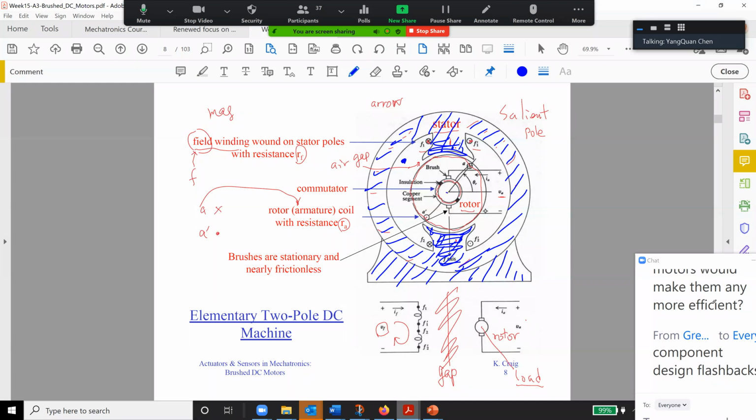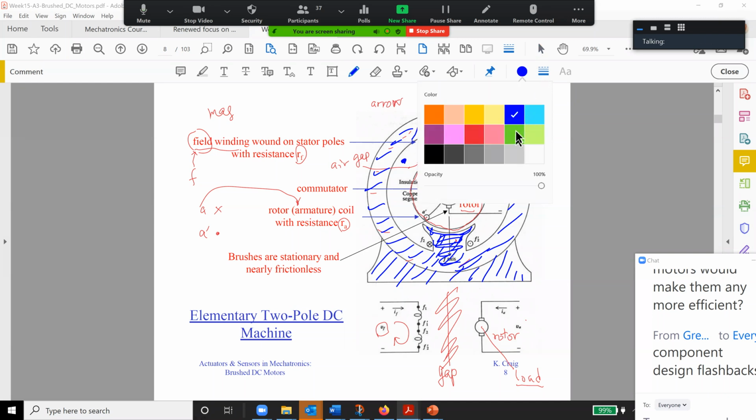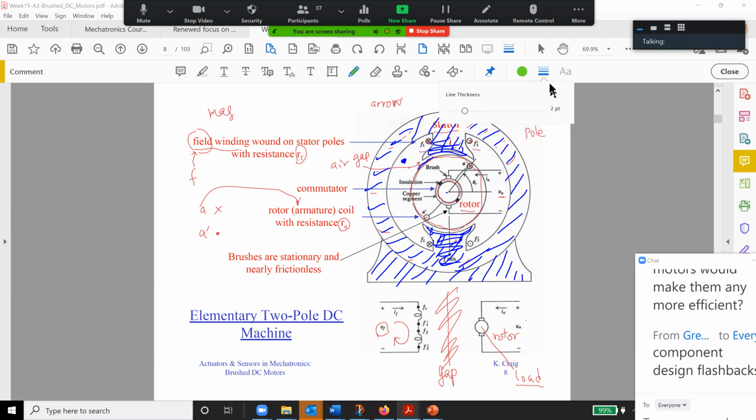Then you keep the air gap. The whole thing here, in another color, is the rotor. In the rotor you have two semicircle coppers. In between the copper you have this black thing, which is called insulation. So these two coppers are not connected together.